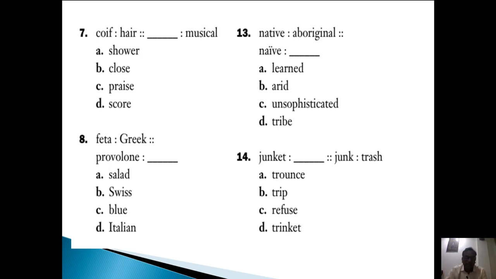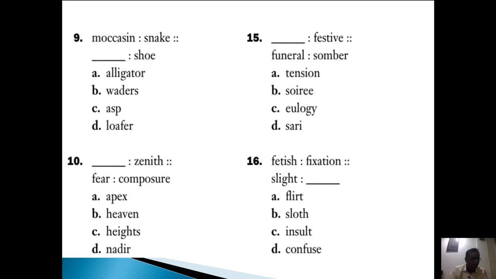Next one, junket equal to what? As junk equal to trash. A junket is a synonym for a trip. Junket is a synonym for a trip, and junk is a synonym for trash. Next one.